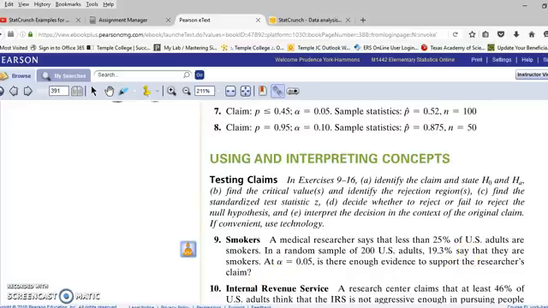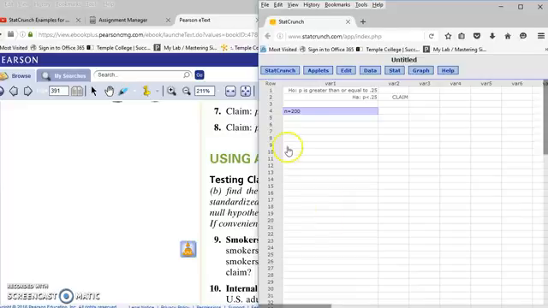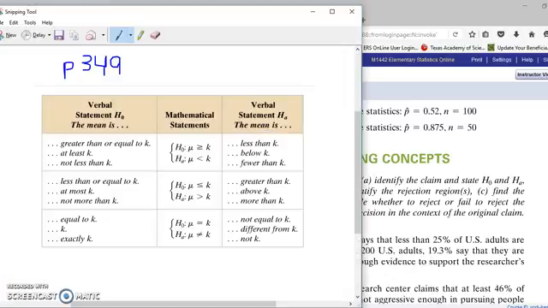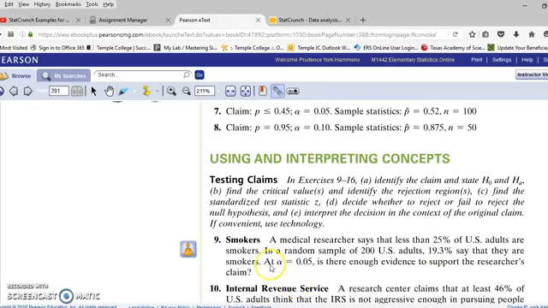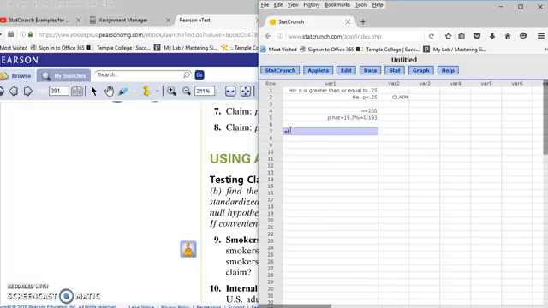19.3% say that they are smokers. That is your value for p hat. Now I can't put the little hat on top of p, so I'm just going to say p hat equals 19.3%. But I need to write that as a decimal without the percent sign, so that would be 0.193. So that's the p hat value that we're going to be looking at when we look at the test. And it says alpha is 0.05. So I'm just going to go ahead and put that in my StatCrunch, that alpha equals 0.05. So it's at the 5% level of significance.